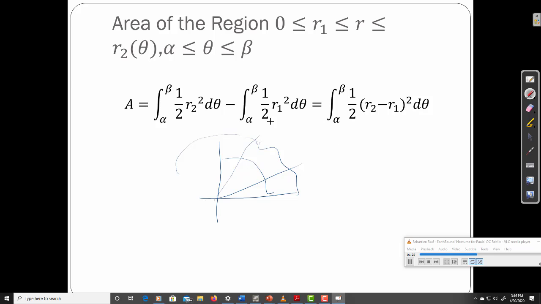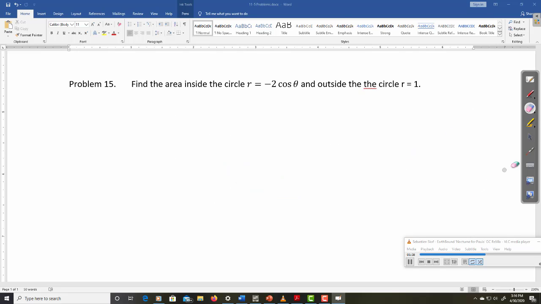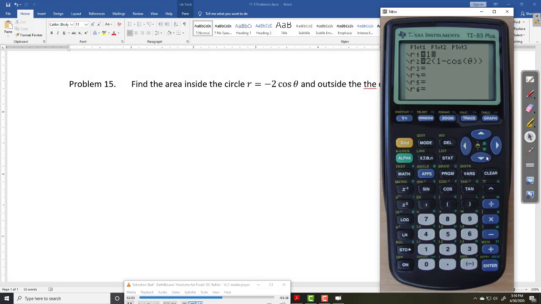So here's exercise 15. We want to be inside the circle r equals negative 2 cosine theta, and outside the circle r equals 1. So let's take a look. Plot r equal 1 and r equal negative 2 cosine theta. There's r equal 1. We want to be inside this and outside this, so we want to be from here to here. Well, you can tell where they intersect, I guess we can set them equal and see.